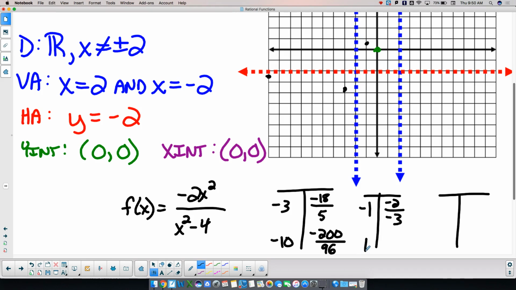If I put in positive 1, I get negative 2 over negative 3, which is there. If I put in positive 3, I get negative 18 over 5. And if I put in 10, I get negative 200 over 96, which is there. Agreed?